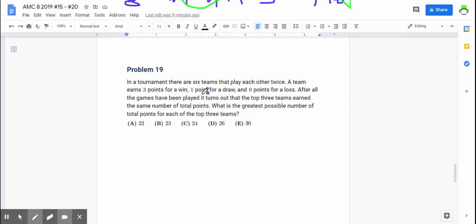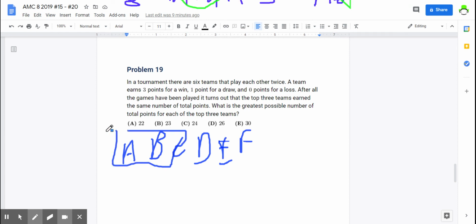So we know that each team earns 3 points for a win. So there's 6 teams: A, B, C, D, E, F, and that's it. So let's say A, B, C are the 3 top ones. Then they all beat D, E, F both times. And they each beat each one. So that gives 3, 3, 3. And since they play each other twice, that gives each team 18 points.